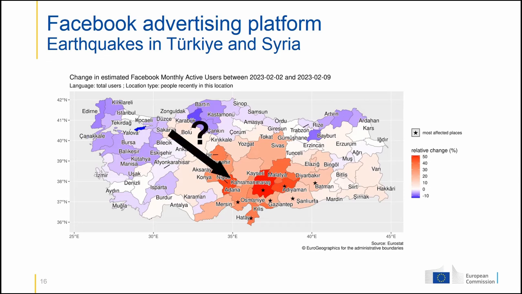What we can say about this, one might argue that people are moving towards the area hit by the earthquake to provide support, but this is really just speculation. We cannot prove this, unfortunately.